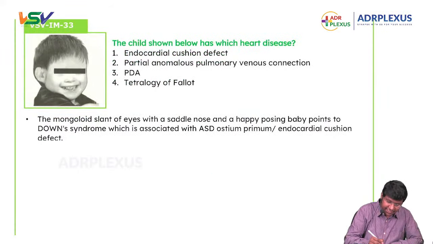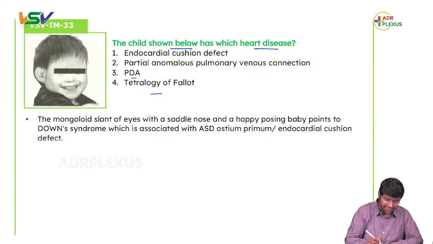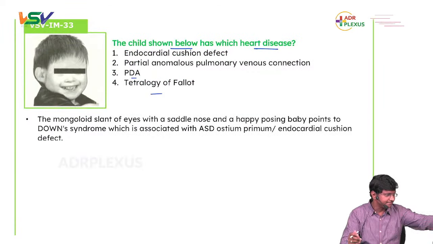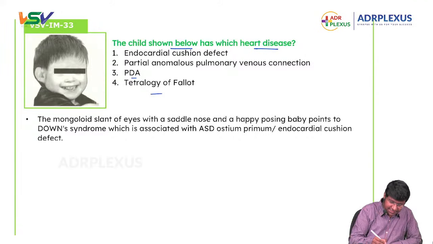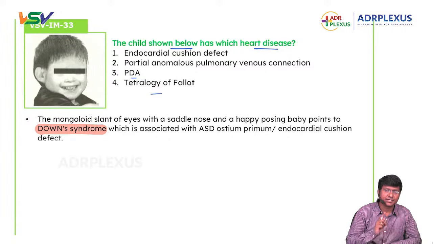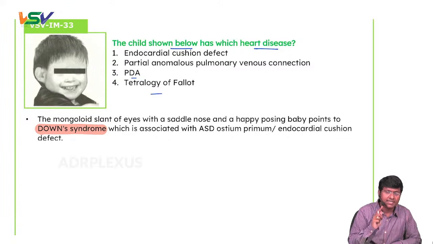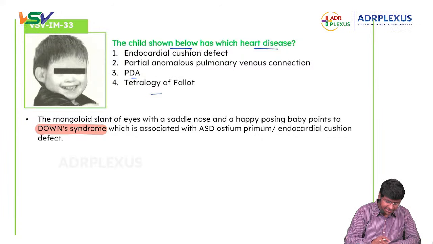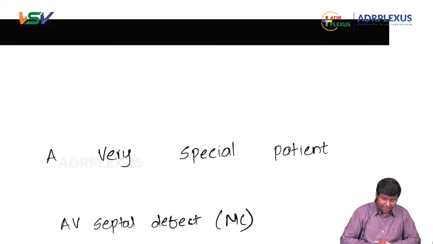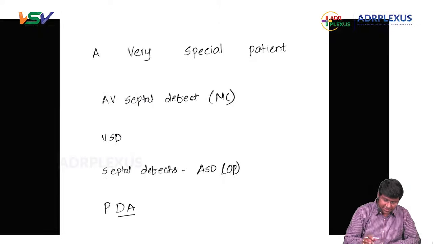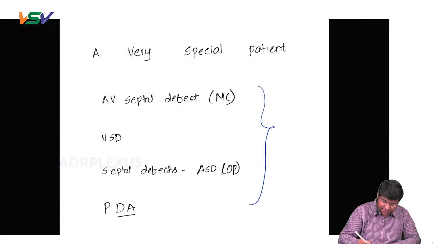Now, the child shown below has which heart disease? Endocardial cushion defect, partial anomalous pulmonary venous connection, PDA, tetralogy of Fallot, right? So what is this suggestive of? This is suggestive of Down syndrome. And in patients with Down syndrome, there are multiple congenital heart diseases. Now, what are those multiple congenital heart diseases in patients with Down syndrome?